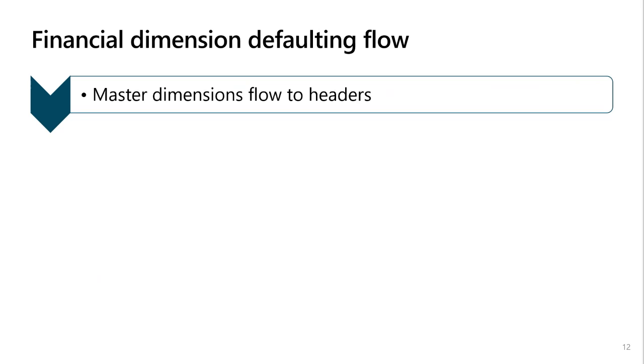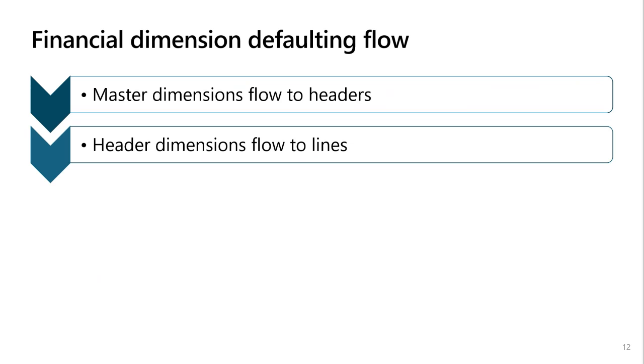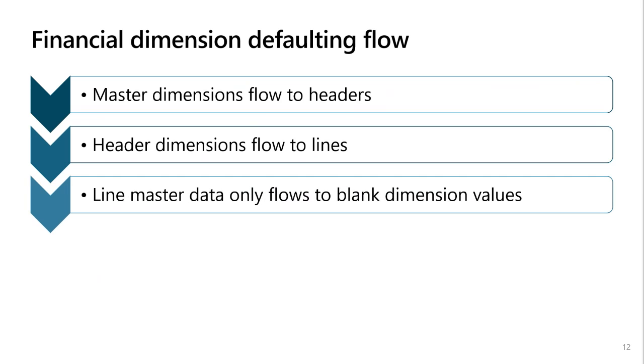When you define a dimension on master data, like a customer, for example, the dimensions will flow to the header of sales orders that you create for that customer. Next, when you start to create lines on an order, the dimensions on the header of the order will automatically flow to the lines of the order. But it's important to note that the line master data, such as a dimension defined on the item, will populate on the line of the order only if the dimension value is blank. So if it came from the header, the dimension from the item would not get populated.